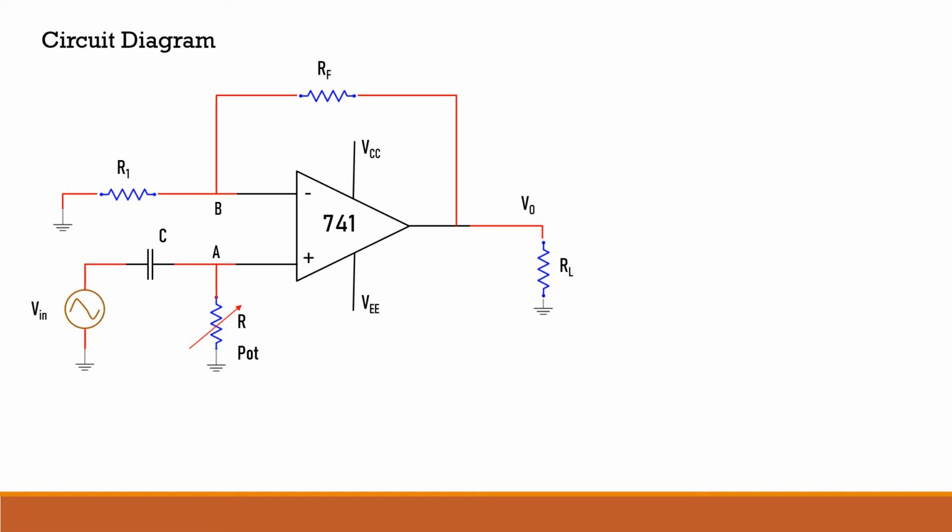Non-inverting configuration means the input is applied to the non-inverting terminal of the op-amp, and the resistors Rf and R1 will decide the gain of the filter. We have to see how it blocks the low frequencies and how it passes the high frequencies.